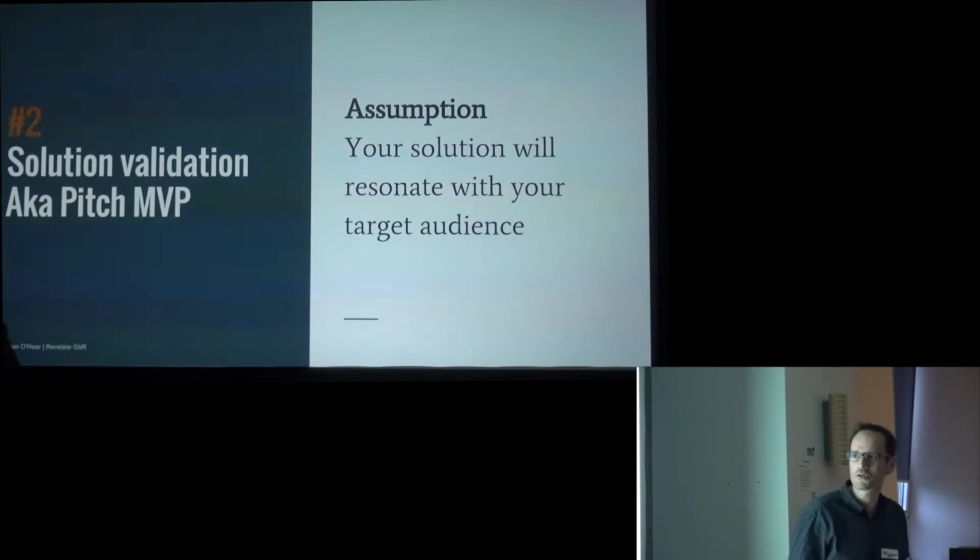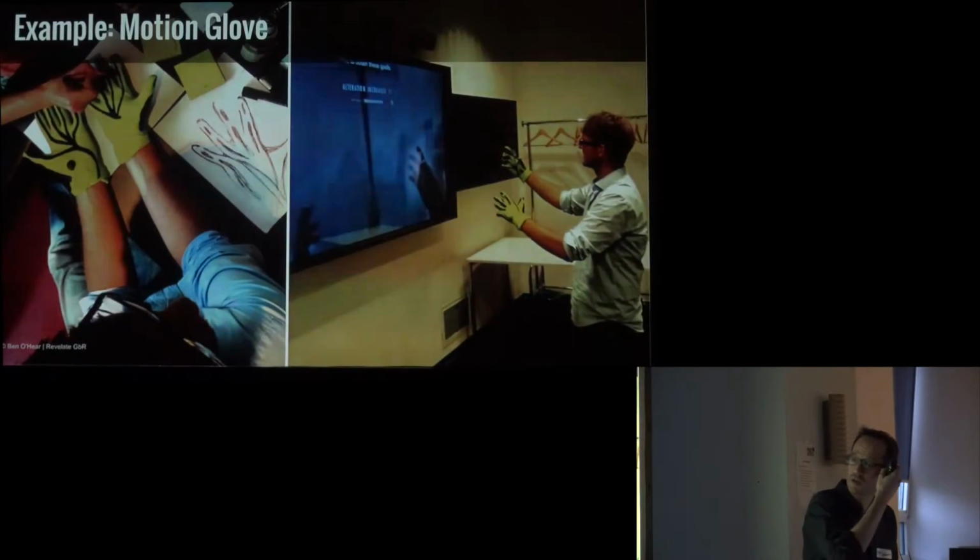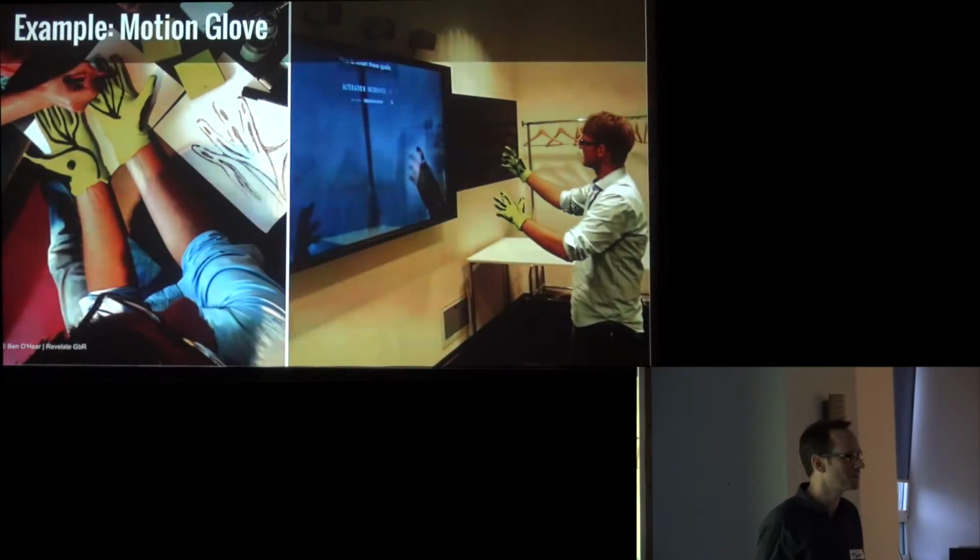So now we have solution validation, also known as pitch MVP. So the assumption we're trying to validate here is that what you're offering will actually resonate with the target audience. In other words, they'll be interested in the value you're proposing. The point here is to essentially somehow demo what you're offering to see if there's interest. So as an example, this is a startup. They're working on a video game tracking glove. So if you've ever used the Kinect, you might know that it follows the hands and stuff, but the detail, it doesn't quite get it.